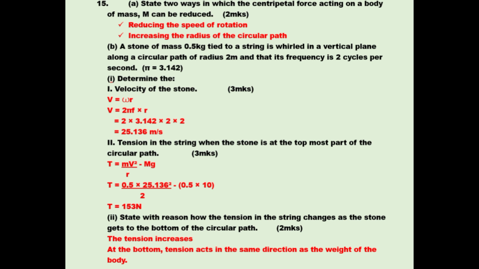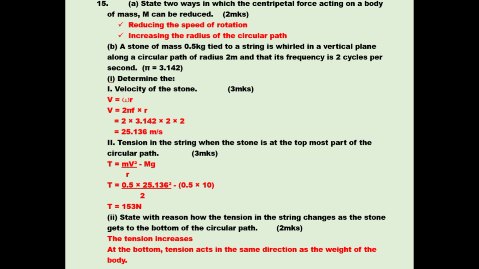State with reason how the tension in the string changes as the stone gets to the bottom of the circular path. At the bottom, remember, tension is given by centripetal force plus weight. We have seen that at the top it is minus, at the bottom it is plus, addition. So that means tension increases because at the bottom, tension is given by centripetal force plus weight. In other words, tension and weight are acting in the same direction.